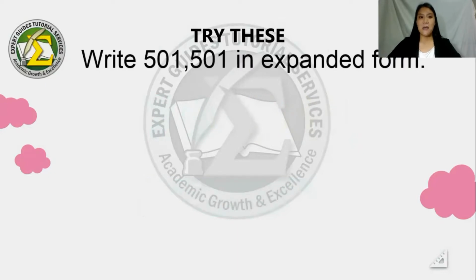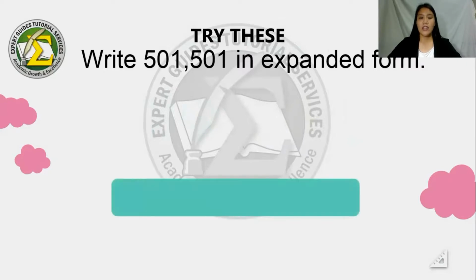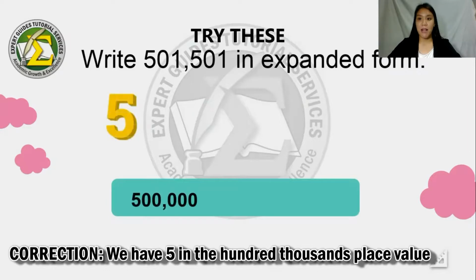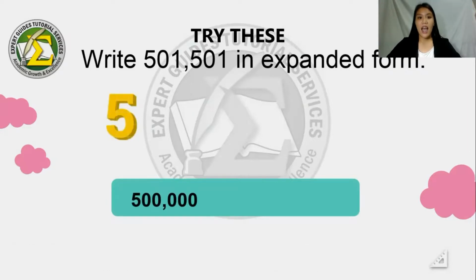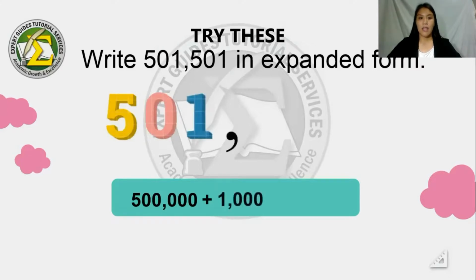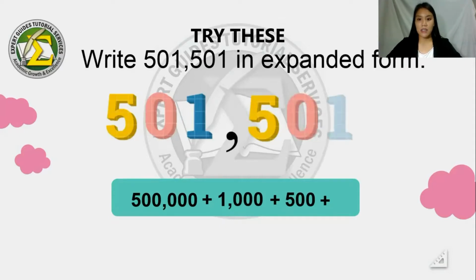Now let's try this, 501,501. So to read this, we have 5 in the 100,000 place value that gives us 500,000. Again, we don't have to write this 0 in the 10,000 place. Then we have 1 in the 1,000 place value that gives us 1,000. Then we have again 5 in the 100 place value that gives us 500. And again, our tens value is 0. And lastly, we have 1 in the ones place value.